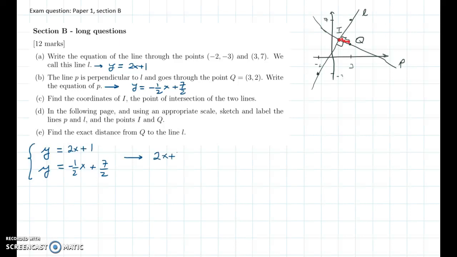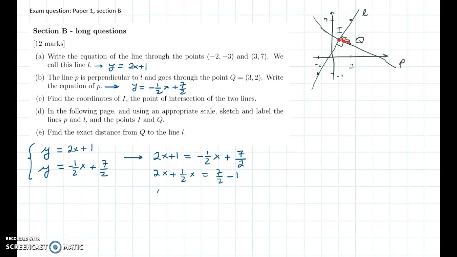So 2x plus 1 has to be the same as negative 1/2 of x plus 7/2. Note that what we have here when we write the two equations of the lines is what we call a system of equations, because it's two equations together and both of them are linear. And we have two unknowns, x and y. What I did by equating the right-hand sides of the two equations was to get rid of the variable y. So now we have only one linear equation with the unknown x. So we can solve this. We're going to have everything with x on the left-hand side and all the numbers on the right-hand side. So 2x plus 1/2 of x has to be the same as 7/2 minus 1.